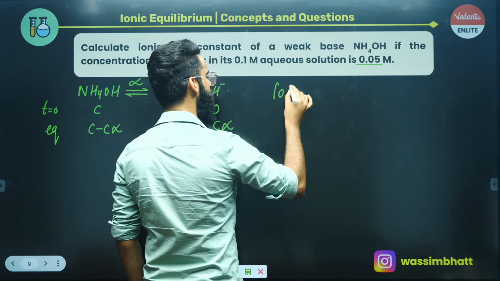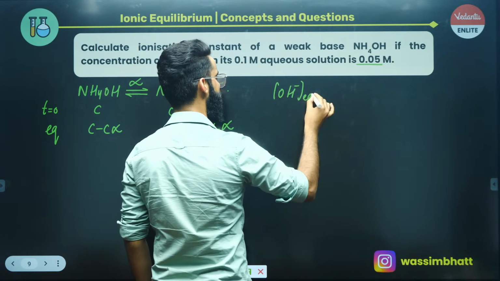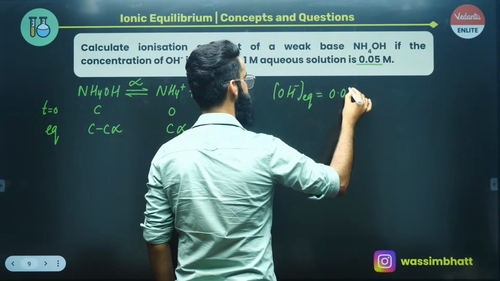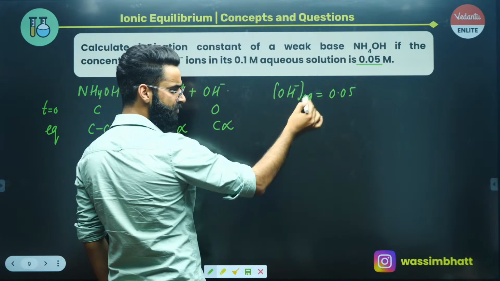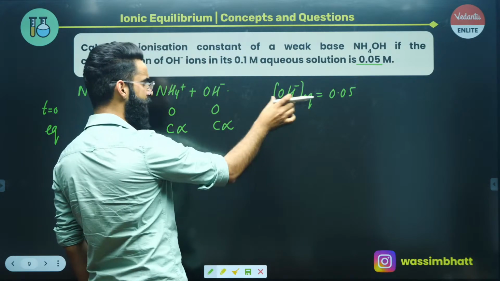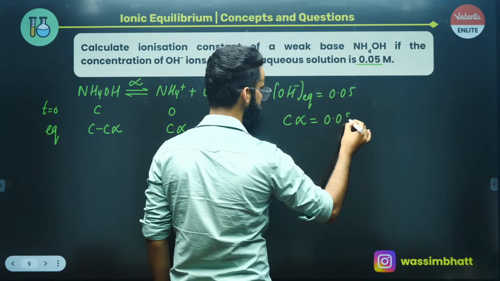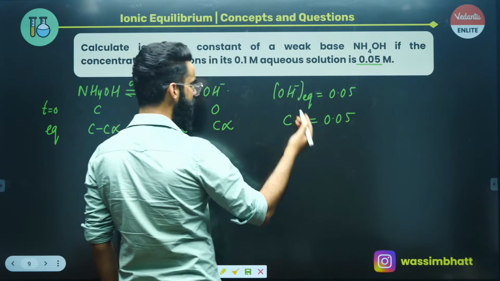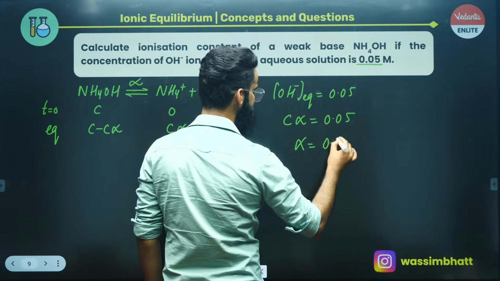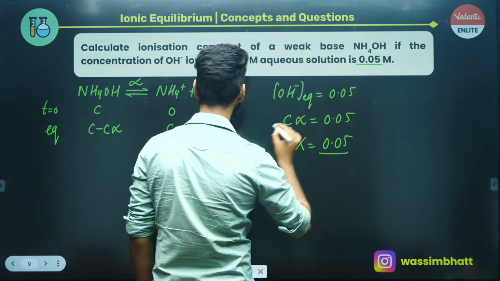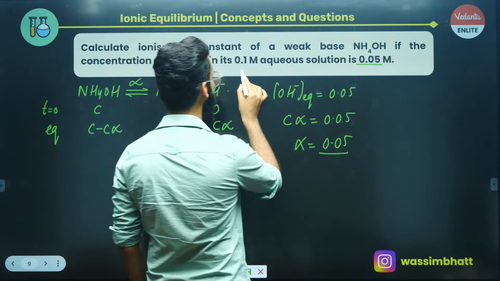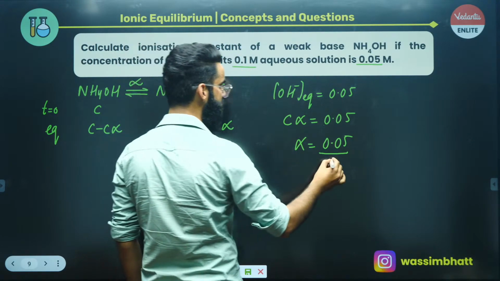The concentration of OH negative ions in the solution is given as 0.05. And what about the concentration of OH negative at equilibrium? That's C alpha. So basically the C alpha value is given to us as 0.05, right? So from here, you can easily calculate the alpha value, which is going to be 0.05 divided by C. C is the concentration of weak base, and that is given to me as 0.1, right?